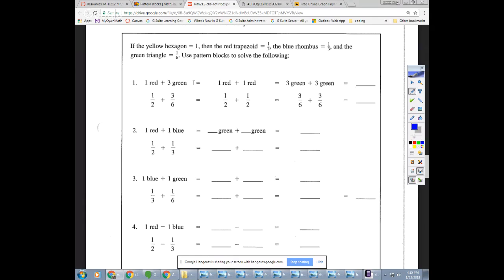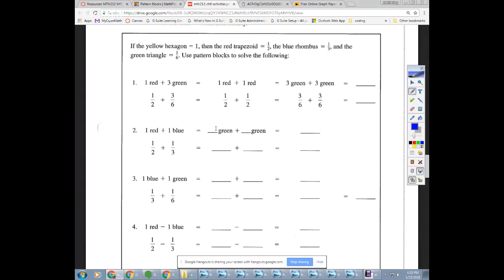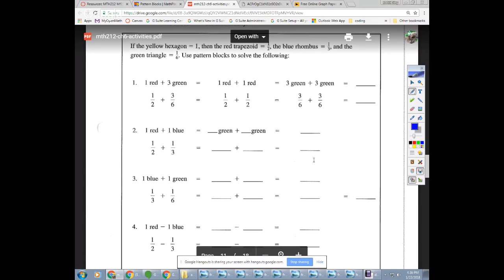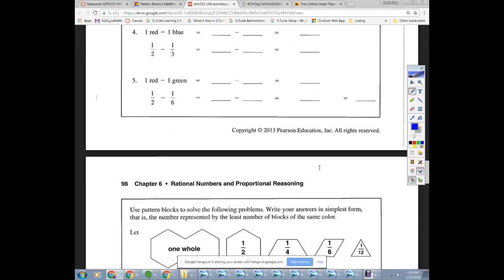Oh, they did 3 green, I see. Yeah, what we're going to do down here is, given the combination of shapes, we're going to rewrite it as some number of greens, write the related fractions, and then come up with a final answer. Sometimes the answer will reduce, so they gave us an extra line for reducing here. So start on those. The next page I want you to work on for homework.